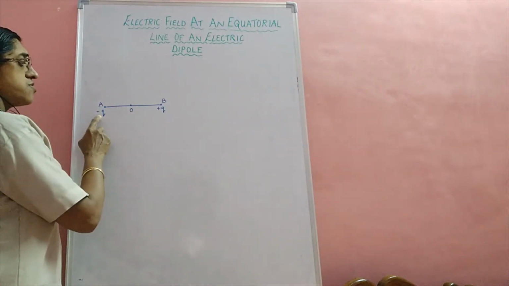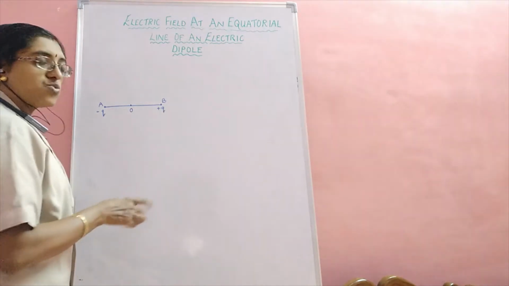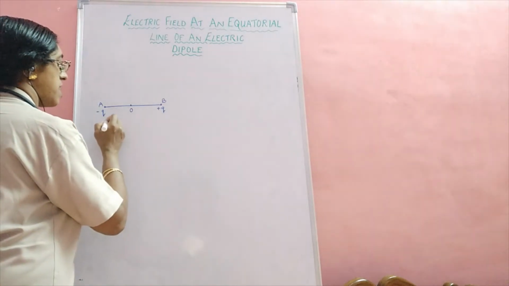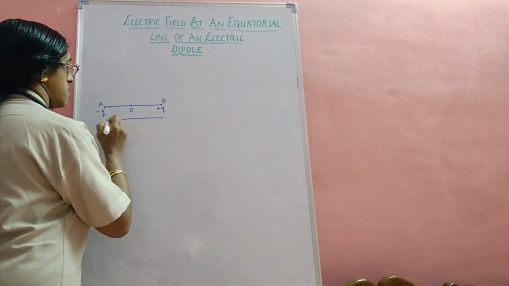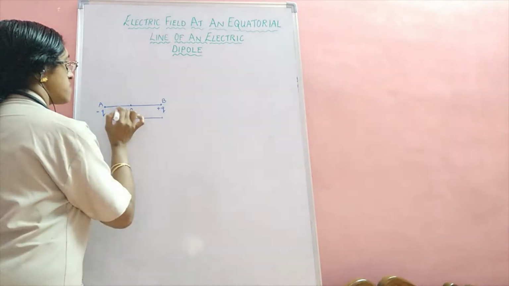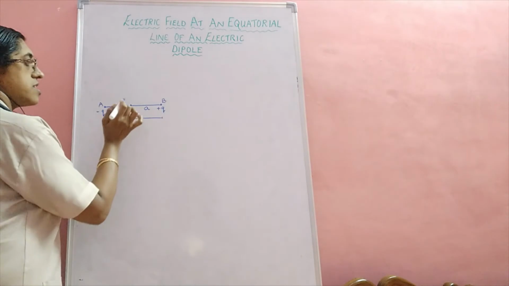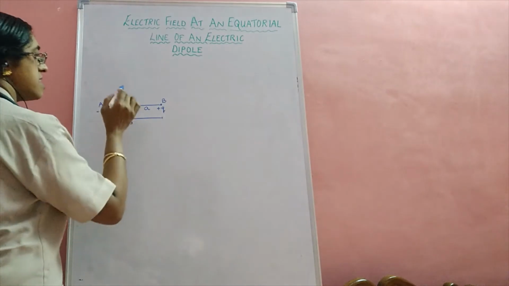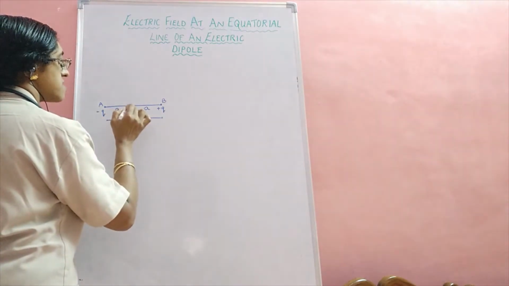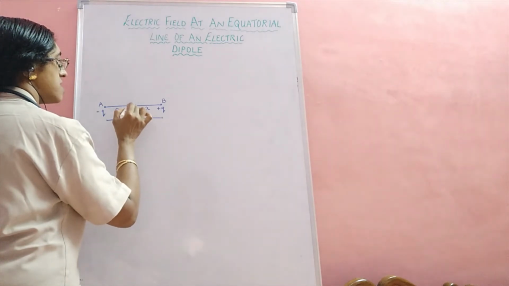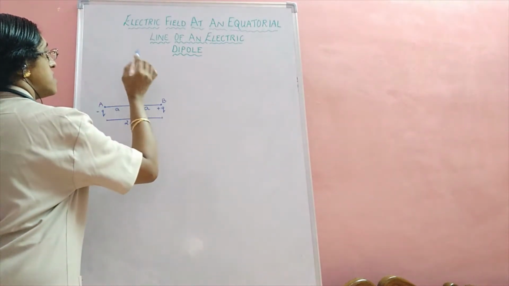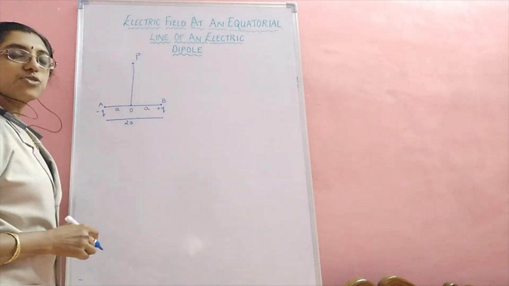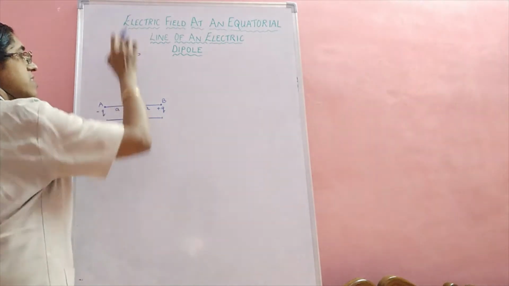Children, these are the two charges minus q and plus q, which are separated by a short distance, which we usually term as 2a. This is 2a, that is, this distance would be a and this distance would be a. Now this is the midpoint along the line joining the two charges. The equatorial line is perpendicular to this line joining the two charges. Let me suppose that this is the point P, which lies along the equatorial line. P can be taken anywhere along this line.